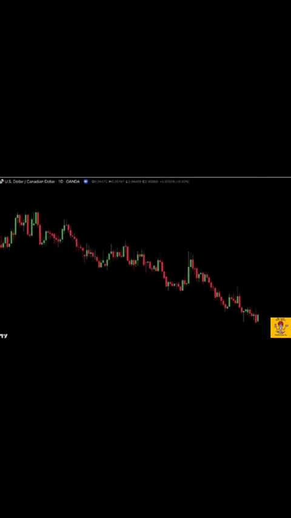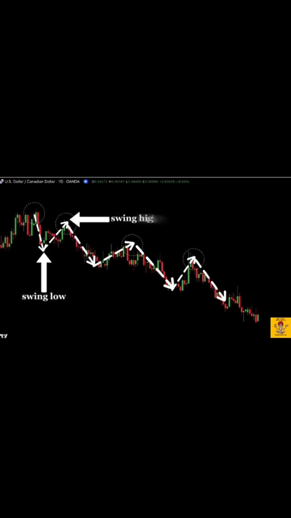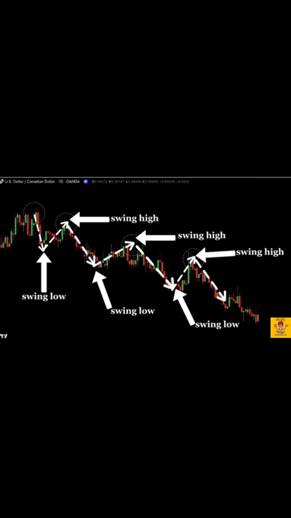Price moves in waves. We get a run, then a pullback, followed by another run. The lowest point before a pullback begins is called a swing low. The highest point before the next run starts is a swing high. In a strong downtrend, price keeps making lower highs and lower lows. To draw a trend line in a downtrend, we connect the swing highs along the top of the price action. This trend line acts as a dynamic resistance level.